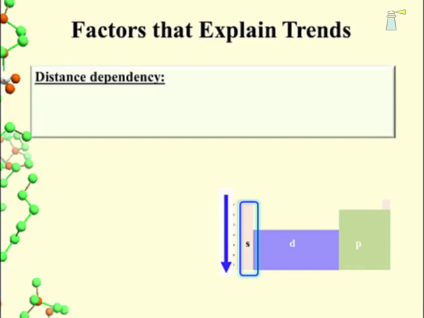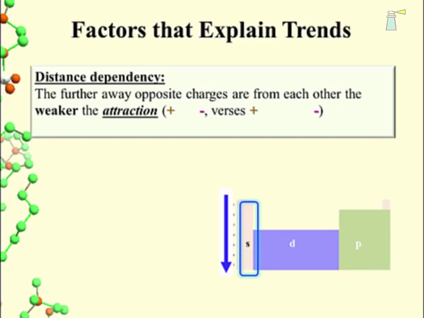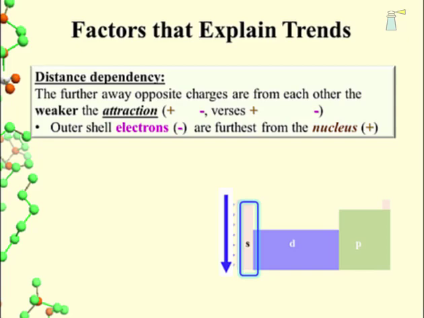The first one is distance dependency. And that is that the further away opposite charges are from each other, the weaker the attraction. An analogy would be bringing two magnets together. It is only when they are close to each other that we feel them draw each other strongly. Move them apart, and the attraction decreases. In an atom, the outer shell electrons are furthest from the nucleus, and therefore have less overall attraction.